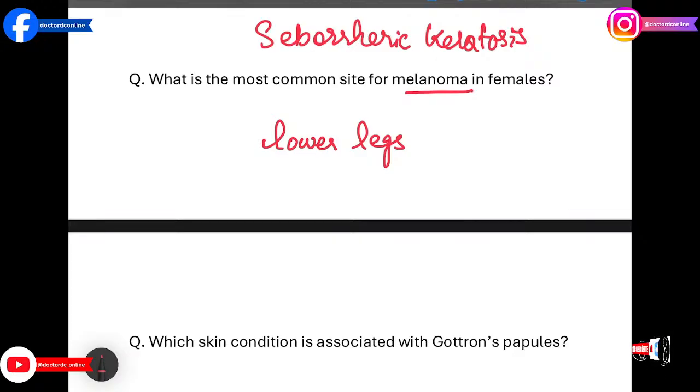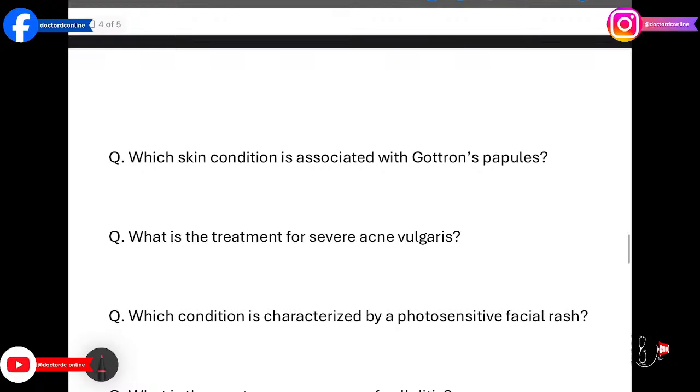Which skin condition is associated with Gottron's papules? Dermatomyositis. Scaly papules over knuckles are a hallmark of this autoimmune disease.